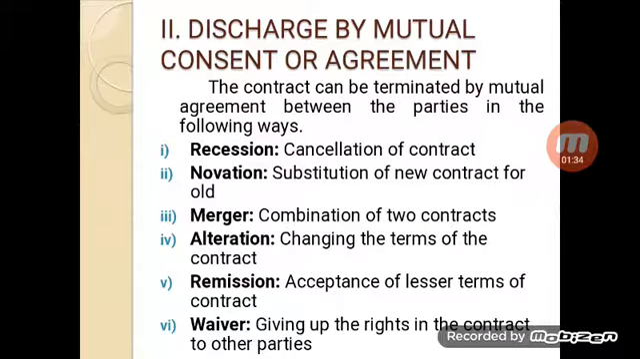Next, discharge by mutual agreement or consent. The parties to the contract can come to a mutual agreement to finish the contract in the following ways: rescission is cancelling the contract, novation is substitution of one contract for another, merger is combining the two contracts, alteration is changing the terms in the contract, remission is acceptance of lesser terms in the contract, and waiver is giving up the things in the contract to the other party. This is called discharge by mutual consent or agreement.